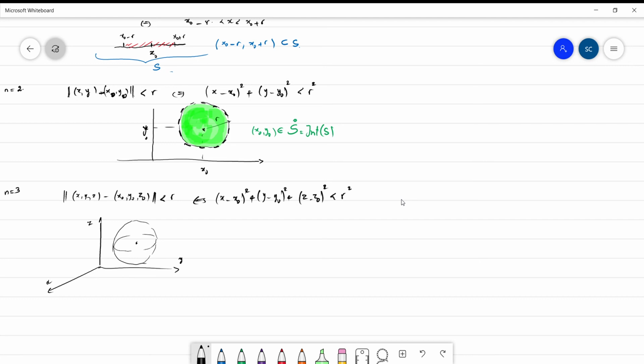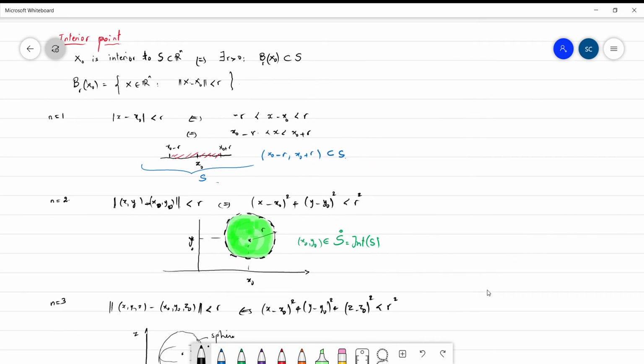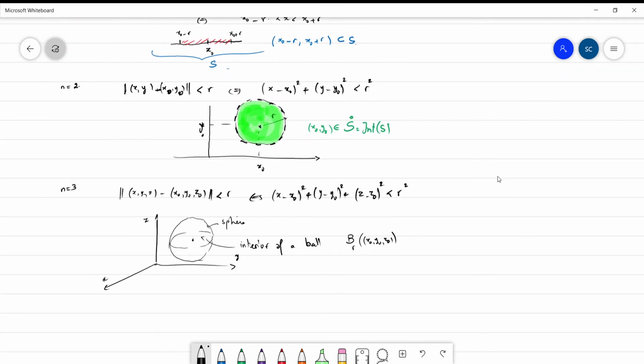So the surface here is the sphere, but the interior is the interior of the ball B_r centered at (x0, y0, z0). So this is what we want, and this is the meaning of an interior point. With interior points we characterize, imagine you have a set S and you can check this definition for any point of this set. We then obtain an open set.